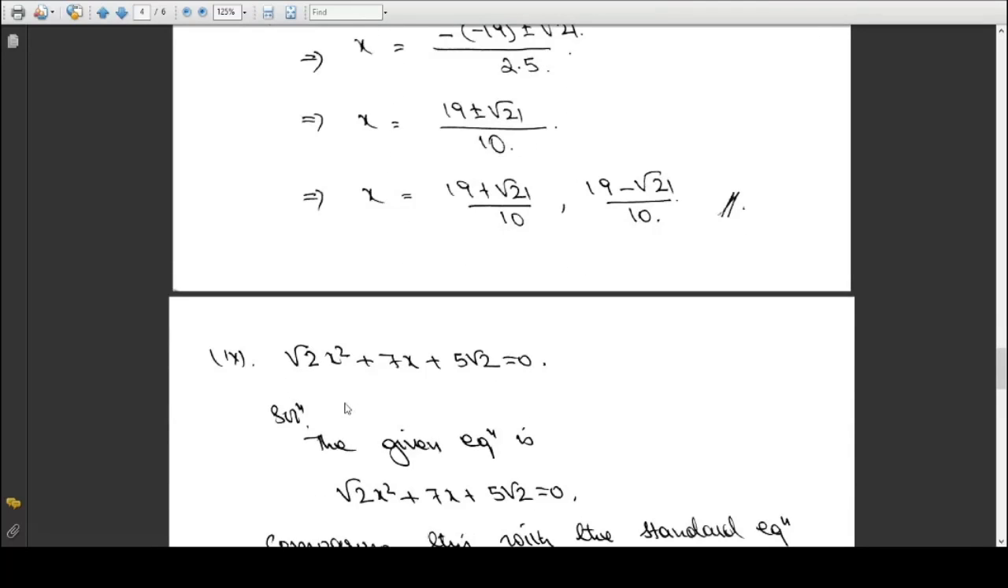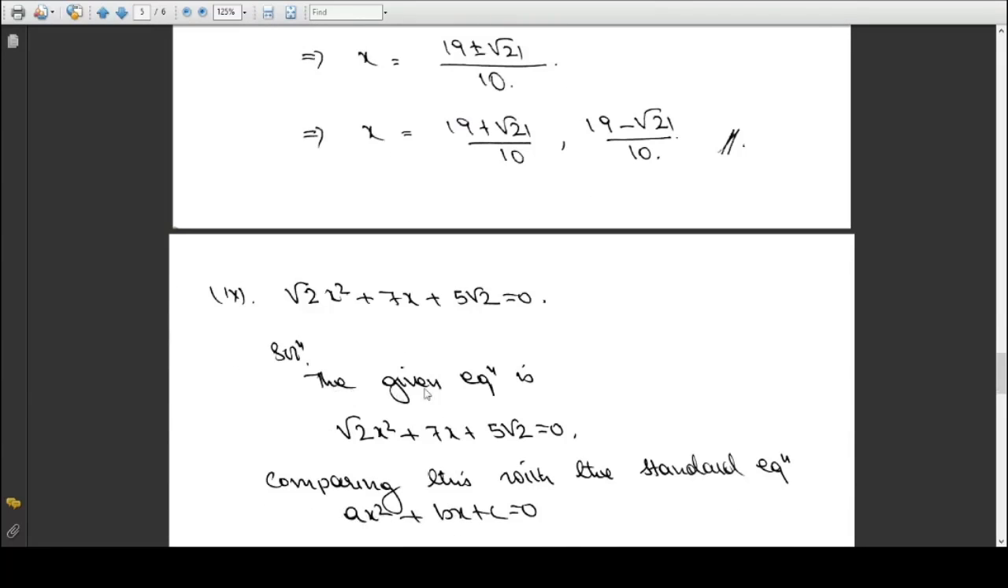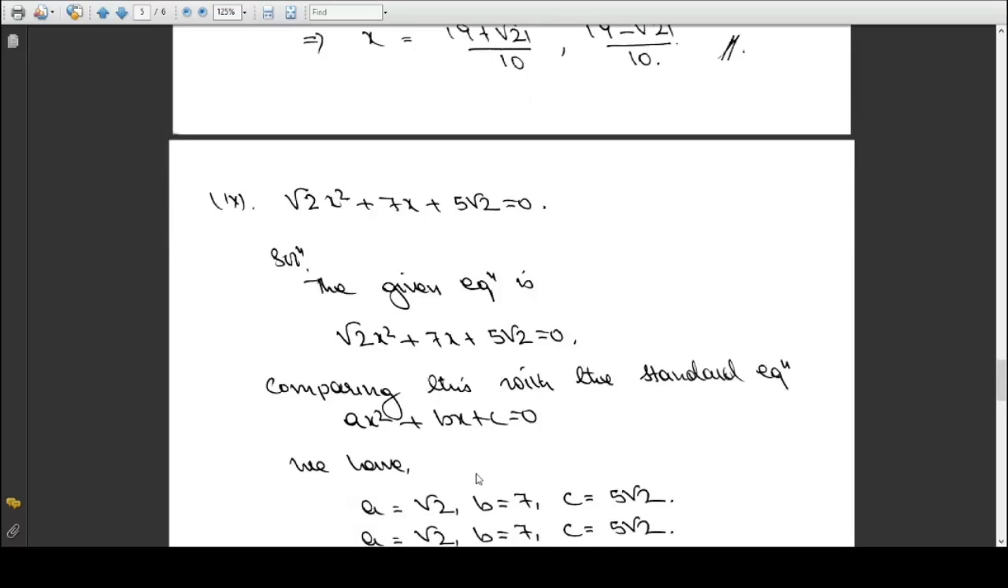Number 9. Here the given equation is root 2 x squared plus 7x plus 5 root 2 equals 0. Now on comparing with the standard equation, A is the coefficient of x squared, which is root 2. B is the coefficient of x, that will be 7, and C is the constant, which is 5 root 2.